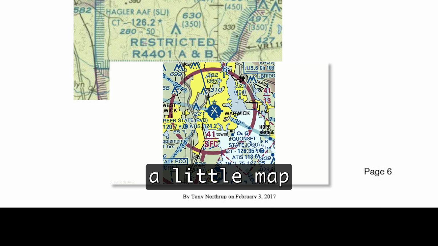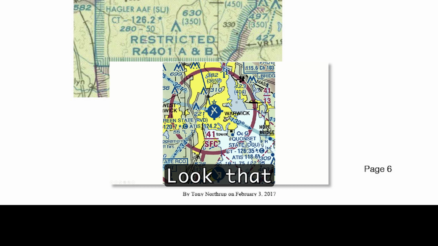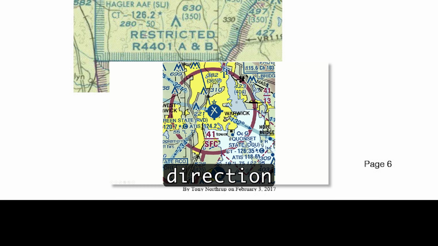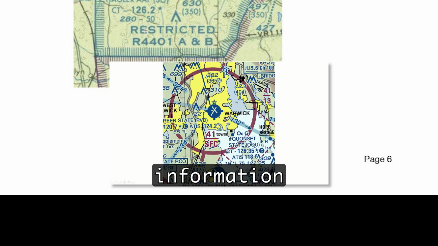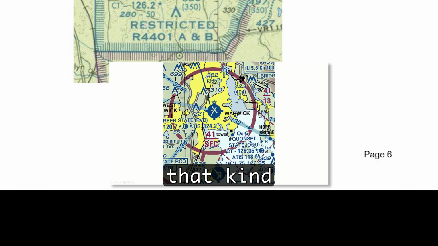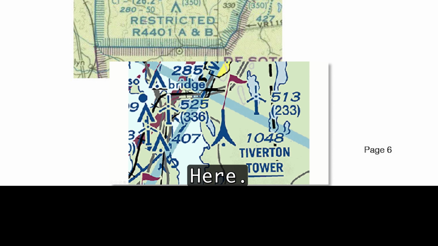You can see a little map of the airport there. Look, that little dot, it's got a tower. So you can see exactly which direction the runways are pointing in, and there's lots of information about the nearby peaks, that kind of thing. Let's take a look at another close-up here. Here, we do have a tower, and you can see it even says the name of it.